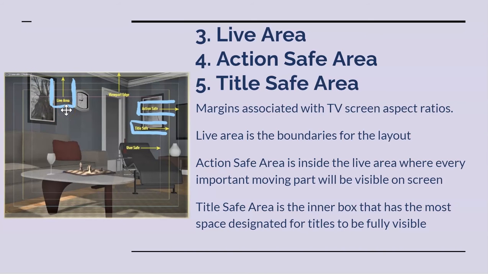Next is action safe area. This is the area inside of the live area where every important moving part will be visible on the screen. So this one's important so that you make sure that everything's visible, and that's this one here. And last is title safe area. This is the innermost box that has the most space designated for titles to be fully visible, and that one's here. And I said innermost because we're not talking about user safe yet. So it's that one there.